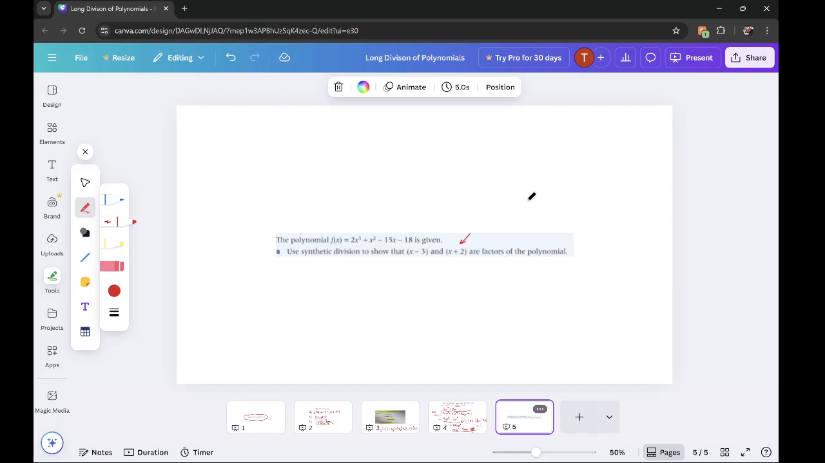Now there is another question. It's the same one that I attached in the last video, but this time instead of synthetic, I want you to use long division. I want you to use long division to solve this problem. And you're trying to prove whether it's a factor or not, so the remainder you should get is 0. That is the mark scheme for this, but I want you to try this out and prove that you get a remainder of 0 using long division.